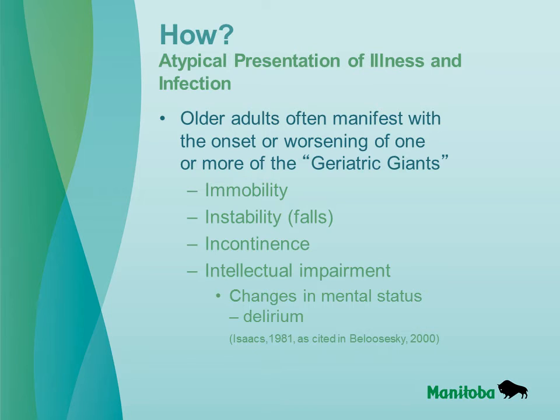Instability. Instability refers to falling or being more prone to falls. Again, you're looking at a change from baseline. Incontinence. This can be new onset or the worsening of existing incontinence. It's telling you something else is going on. Intellectual impairment. This refers to the onset of a delirium or acute confusion. Delirium will be discussed further in an upcoming slide and also in another module. These all relate to the neurological system, the urinary system or the musculoskeletal system, and ultimately cause a change in function or cognition.